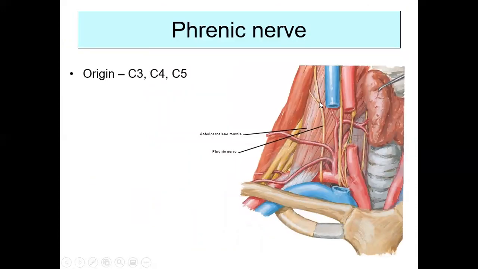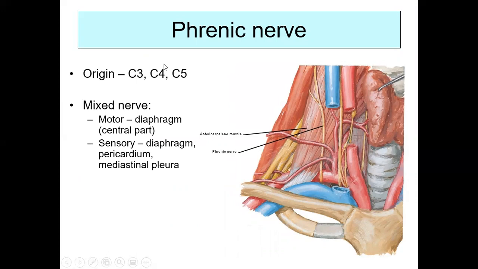Now we're going to discuss the phrenic nerve. If you see here, this is the phrenic nerve. It originates from C3, C4, and C5. What is the component of the phrenic nerve? It has a mixed component, motor and sensory. The motor component supplies the diaphragm at the central part, and the sensory component also supplies the diaphragm. Not only the diaphragm, it also supplies the pericardium and the mediastinal pleura.